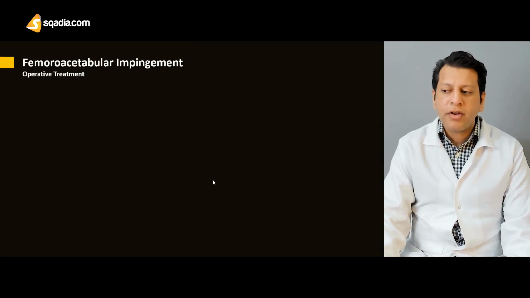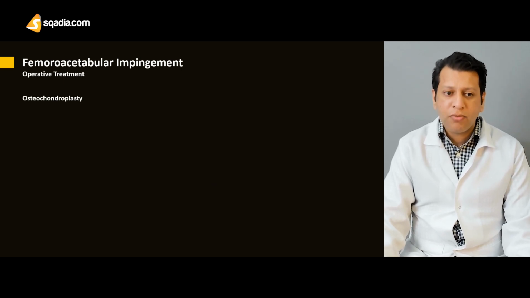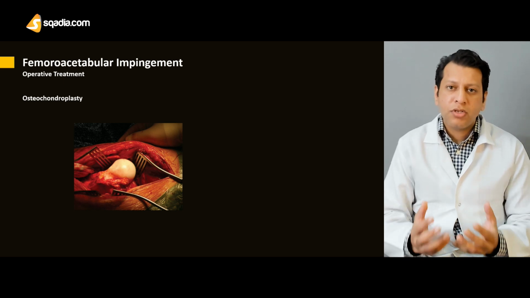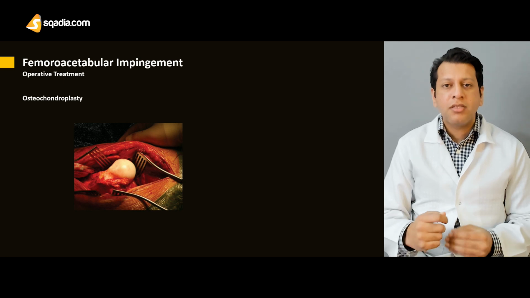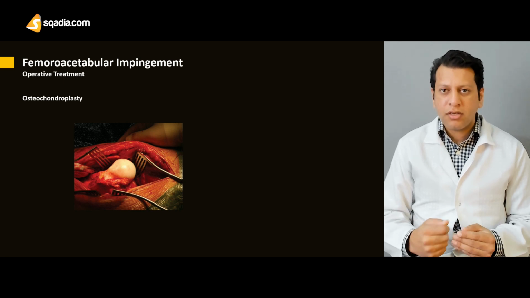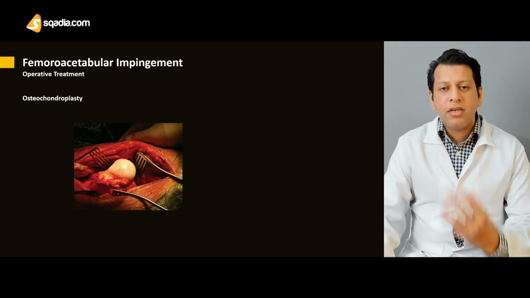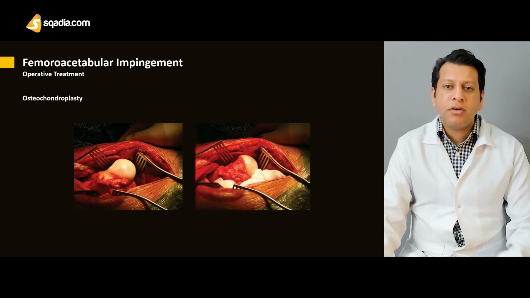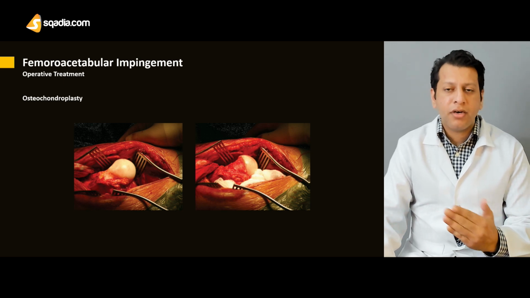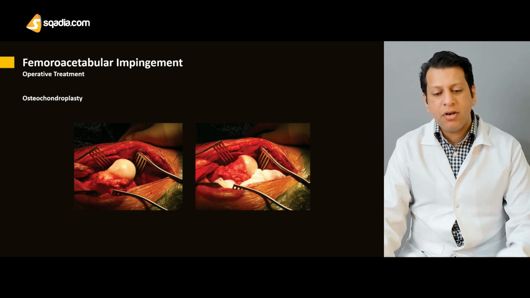Now coming to the operative treatment. Operative treatment could involve osteochondroplasty, in which the whole surgical hip dislocation is done. The labral tears are clearly washed out and corrected, and then you have to correct the deformity, which is the anatomical problem at either the acetabulum or the hip joint. This could be done in the form of osteotomy at the hip, or at the proximal femur, or at the acetabular level.